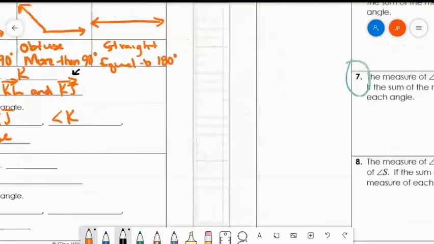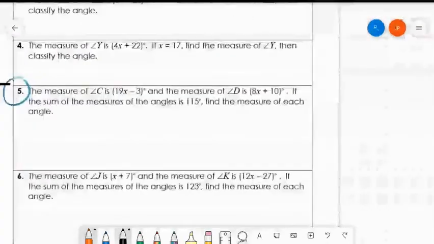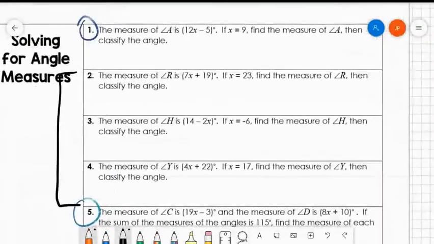Okay, you should be back now. I want you to flip to this next page that says solving for angle measures. We're going to look at 3 different types of problems, and you're going to try a couple of them on your own. The first one is one like number 1.